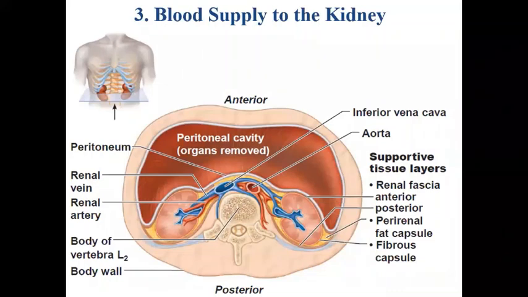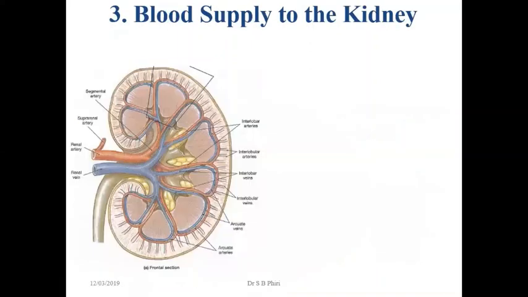As it's passing different structures of the body, the name of this descending aorta changes. If it's in the thoracic cavity, it's called the thoracic aorta. As it goes down to pierce the diaphragm and goes into the abdomen, it becomes the abdominal aorta. From this abdominal aorta, there are branches of arteries which form the right and the left renal arteries, supplying blood to the kidneys.